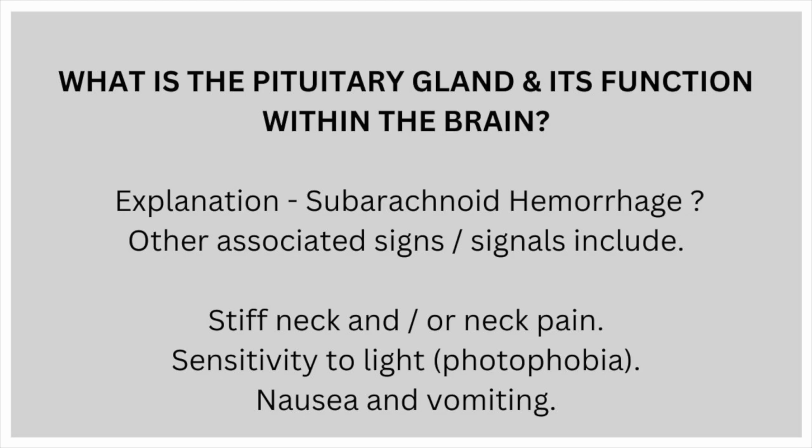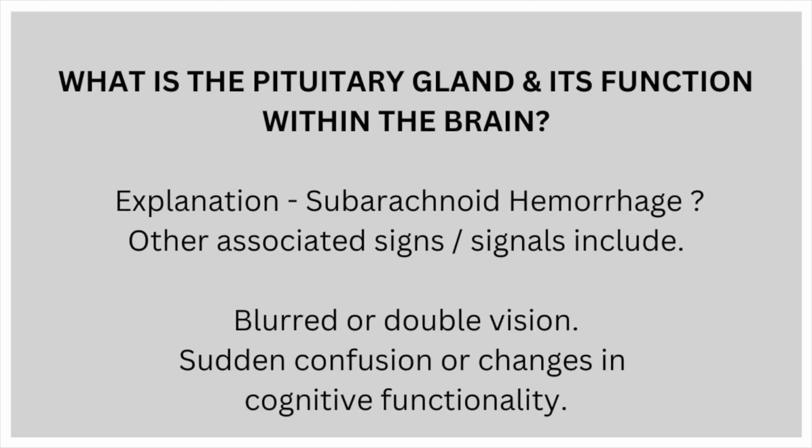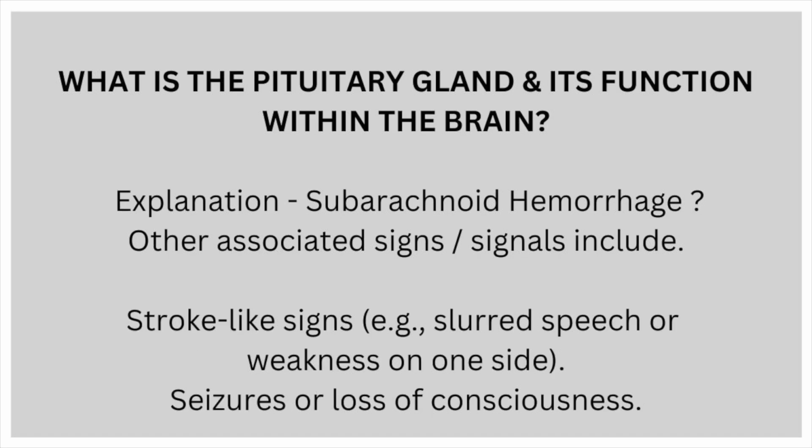Other associated signs and signals include stiff neck and or neck pain, sensitivity to light, this is photophobia, nausea and throwing up. Next up, we have blurred or double vision, sudden confusion or changes in cognitive functionality, stroke-like signs, for example, slurred speech or weakness on one side, seizures or loss of consciousness.